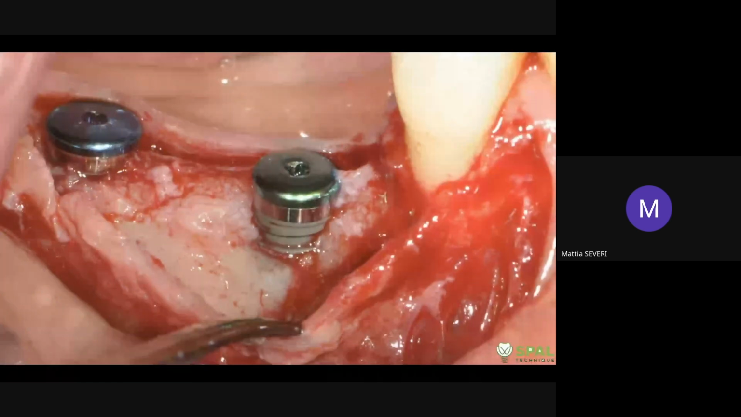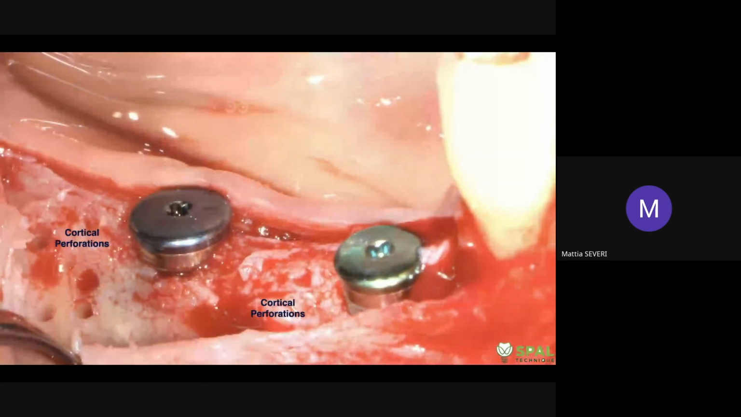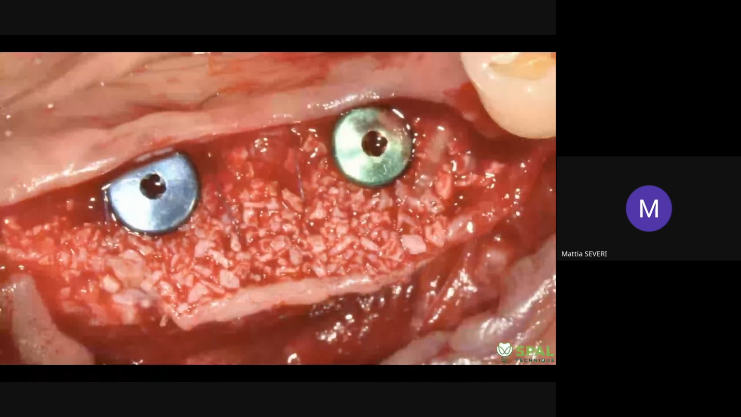So this is the clinical evidence. An implant presenting peri-implant bone deficiencies, cortical perforations, a graft composed completely of bovine-derived xenograft and the periosteum stabilized to the lingual flap, and you can appreciate how the lingual flap is already coronally advanced before starting the final part of the suture phase.